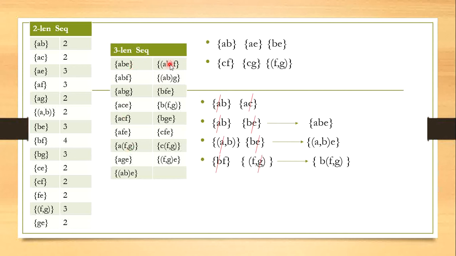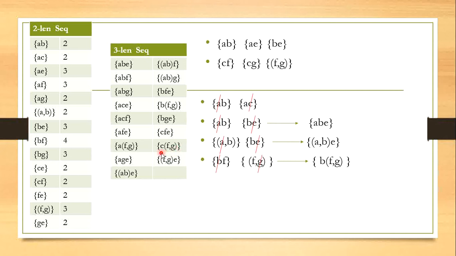Fortunately, all the sequences are valid candidate sequences except this one, CFG. If you consider this candidate sequence and form the 2-length subsets, then the subsets are CF, CG and FG.